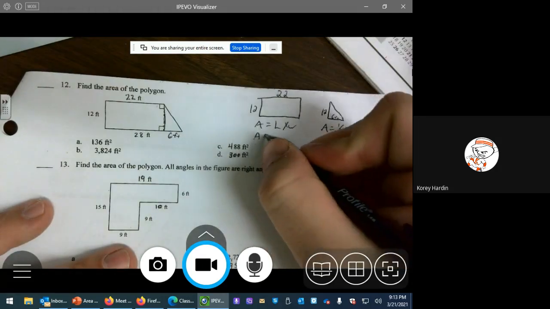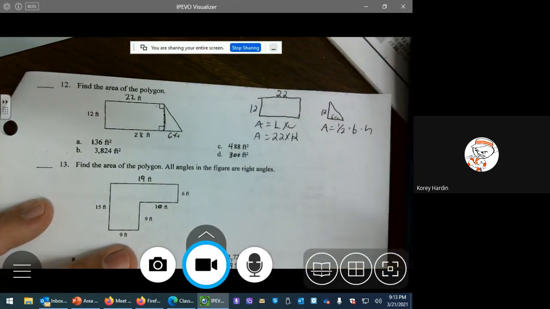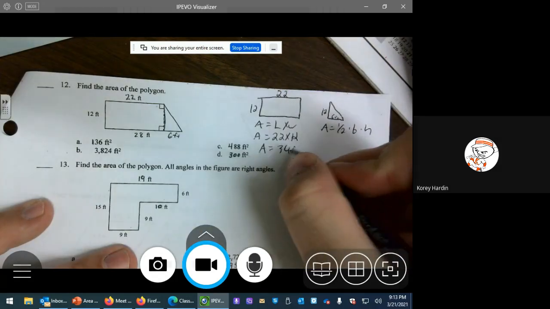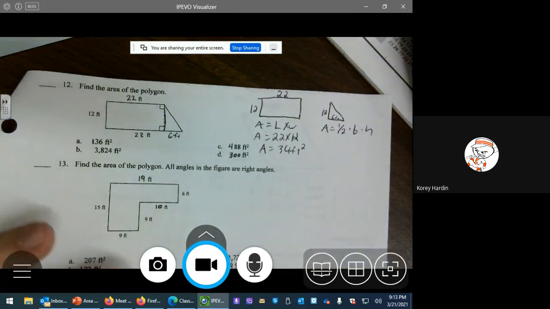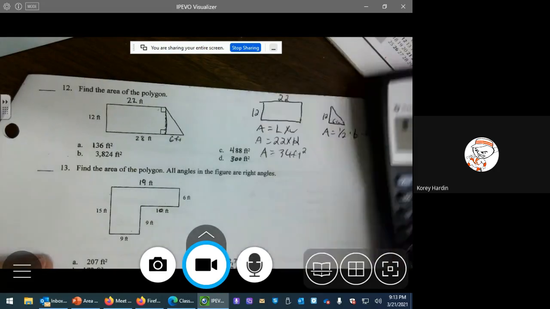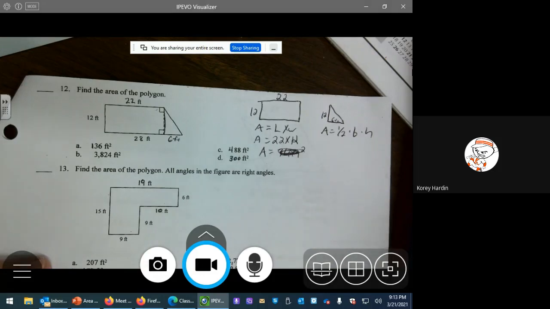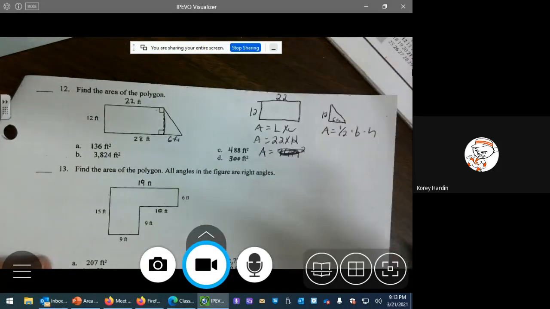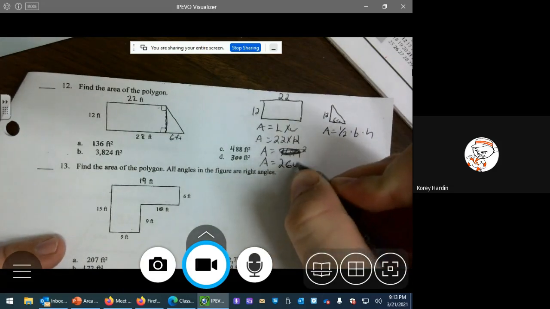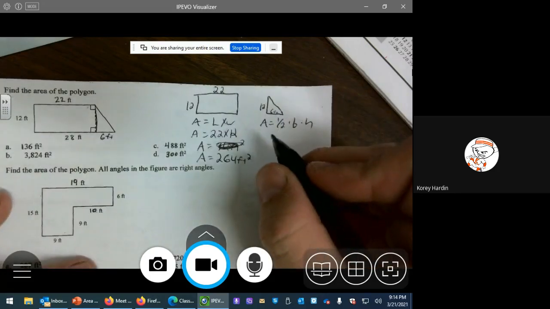So length times width first, area equals 22 times 12. 22 times 12 is going to equal 34. And then we are in feet squared, 34 feet squared. Yeah, that's not right because I done 22 plus 12. 22 times 12 is 264. There we go. I was like, whoa, wait a minute, that's not right. So 264 feet squared.